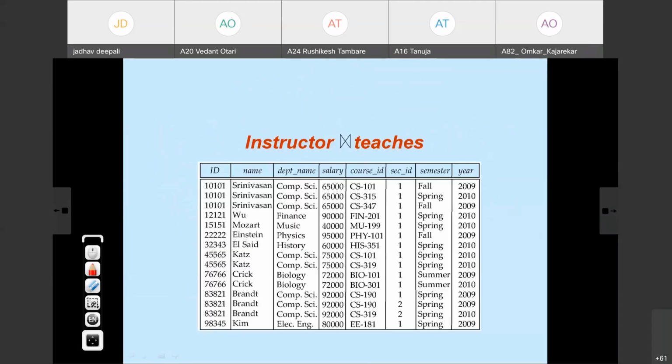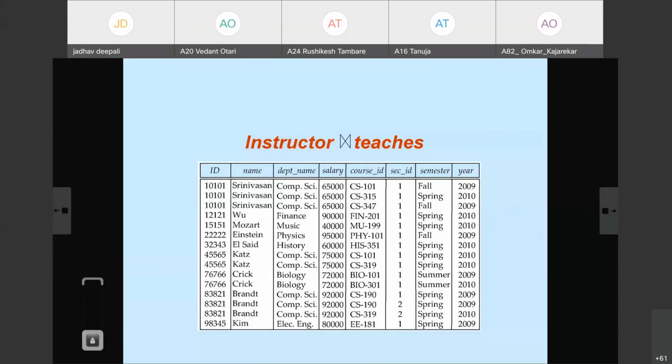This is the result. Previously, we have seen the Cartesian product. Here you can observe ID, name, department name, salary, course ID, section ID, semester. 8 attributes are there. Why? Because ID appears only once. And it also forces equality on those attributes which are common, a selection. So it appears only those tuples where instructor.id is equal to teaches.id.